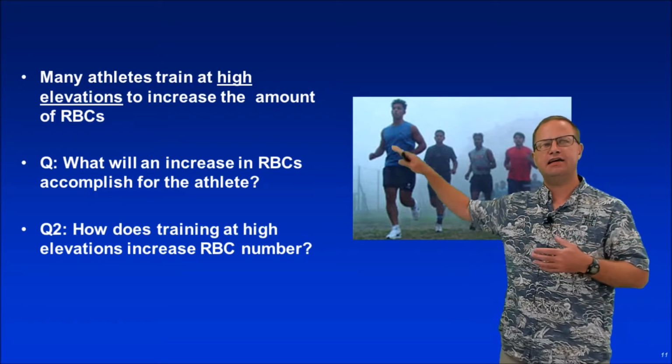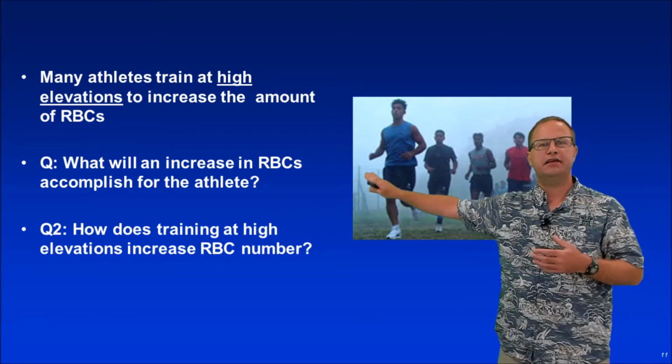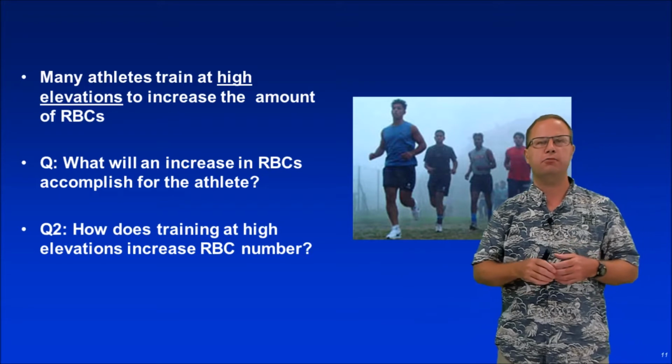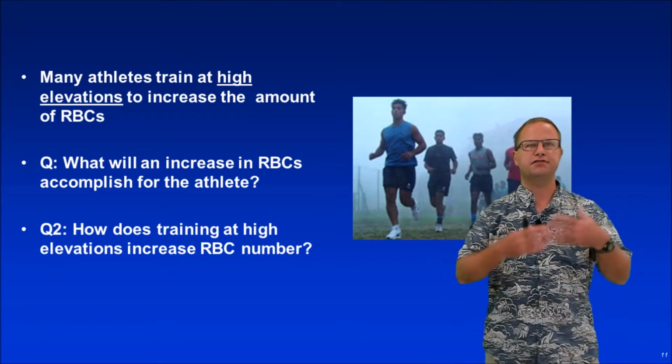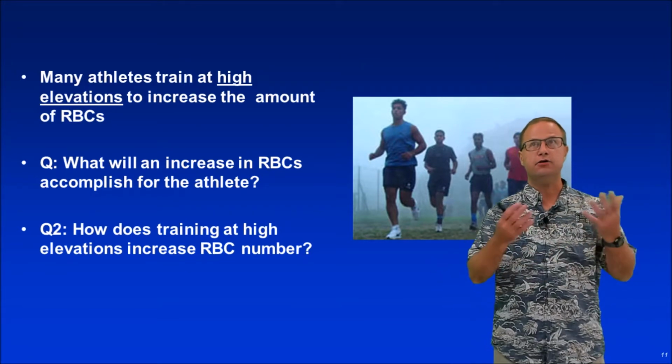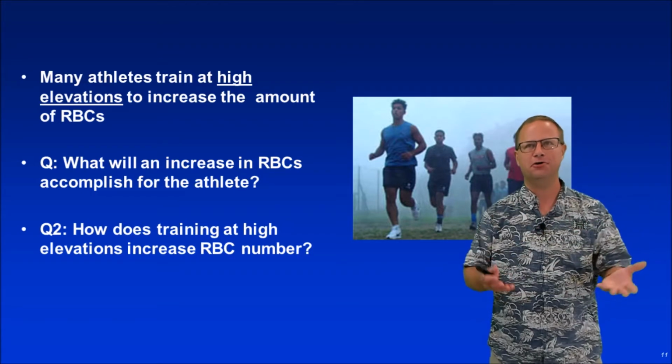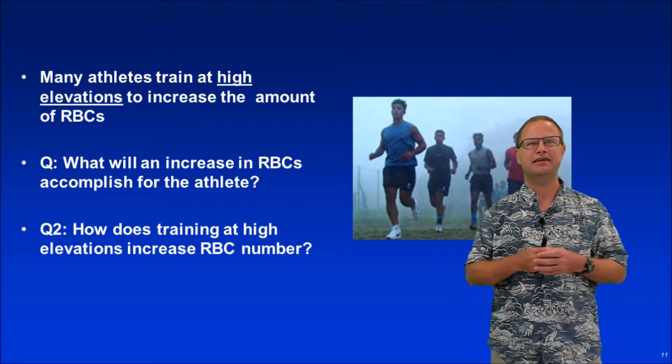And that's because as they're up there experiencing hypoxia, the kidney begins to ramp up production of that erythropoietin, and erythropoietin causes us to produce more red blood cells. And theoretically, more red blood cells should give us better endurance when we're back down at sea level and competing again.